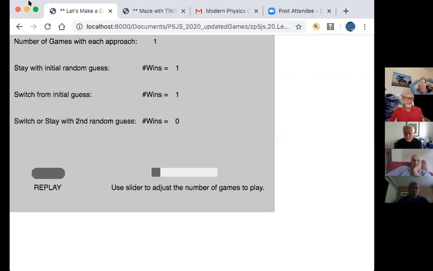Perfect. All right. So what I did is, again, this Monte Carlo simulation, and at the top of it, it says the number of games with each approach. And I'm going to vary that. And this is what, to me, made some interesting sense. So one of the approaches is to just stay with my original guess. The second approach is to switch from my original guess to the opposite.